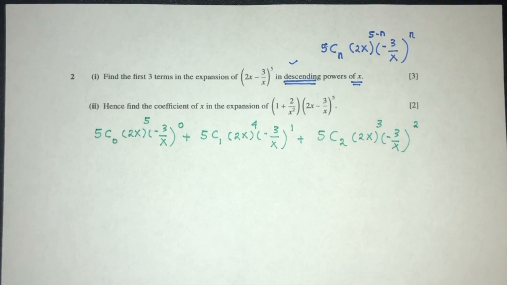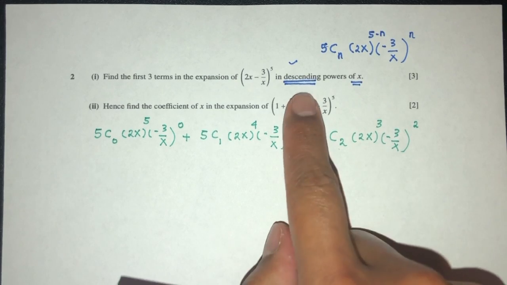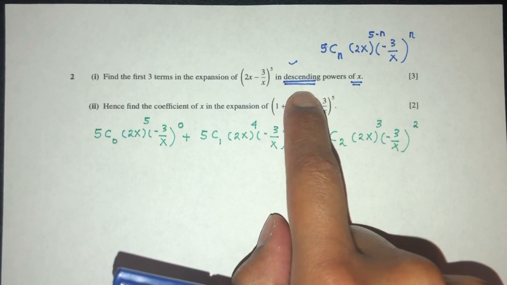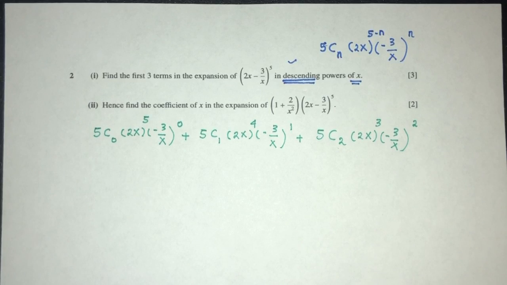Again, if you don't know what to do exactly, if that is confusing you, since the power is only 5, we can expand everything. You can also do that, expand everything. And then once you have all the terms in front of you, you can choose the first 3 terms, which are from descending powers of x.